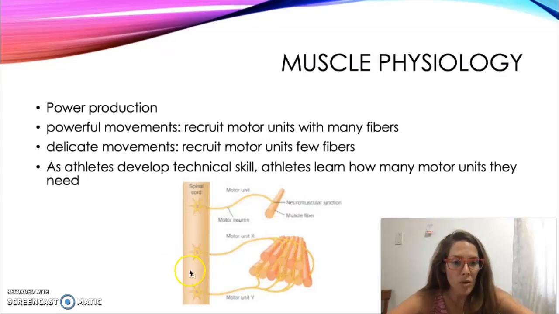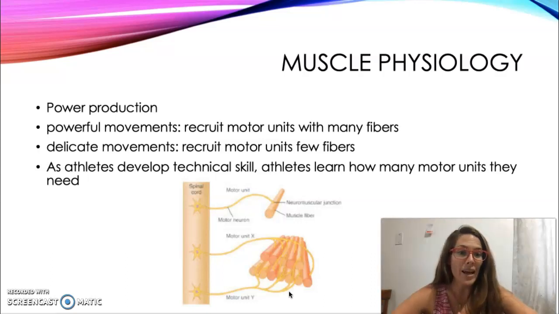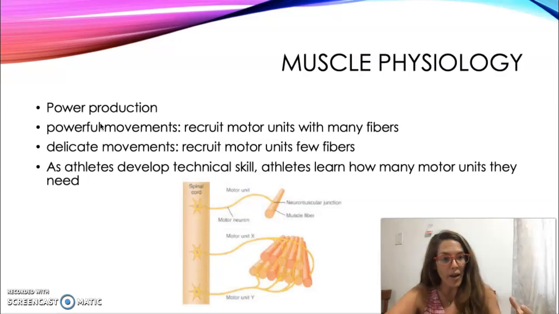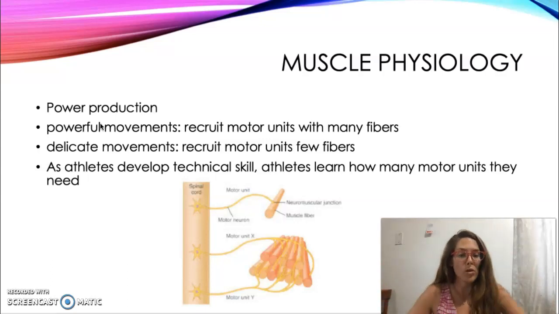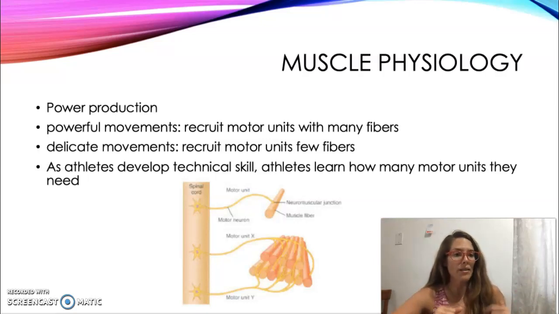So notice motor unit X, motor unit Y. Which one of these two do you think will produce more force or power? So motor unit X innervates 5 muscle fibers, and motor unit Y innervates 9 muscle fibers. So Y will produce more force because it innervates more muscle fibers, creating more force when they contract at the same time. And so as athletes develop skills, they learn how many motor units to recruit at the same time and in what order to recruit them, and that's actually what makes athletes more skilled.